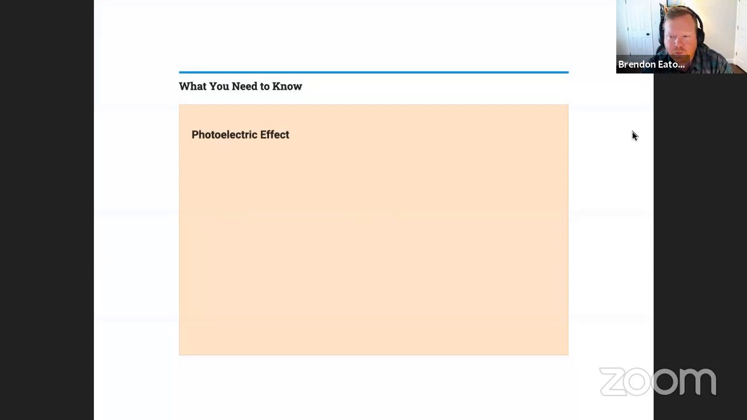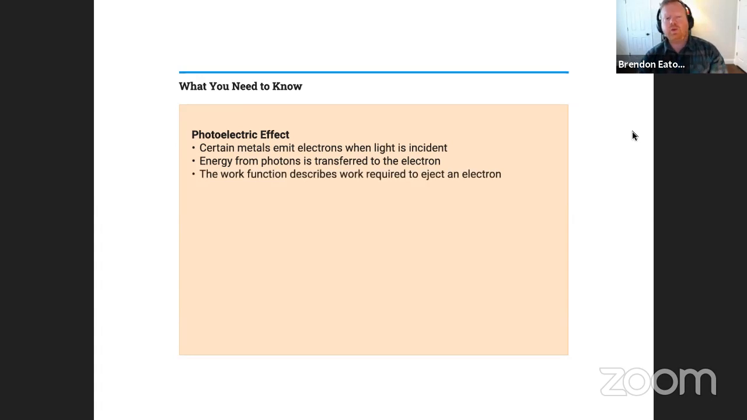So the photoelectric effect is basically just talking about certain metals, special metals that emit electrons when light is shined on them. And the energy from the photons can be transferred to the electron. And we'll also discuss how the work function describes how much work or energy is needed to eject an electron. And kind of remember that work and energy are basically the same thing.